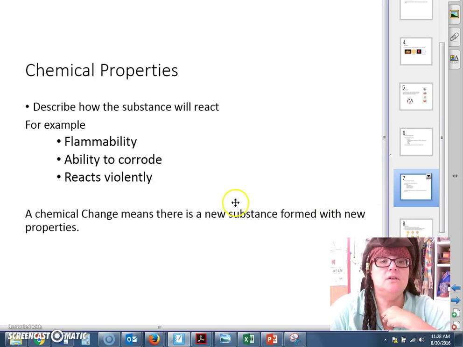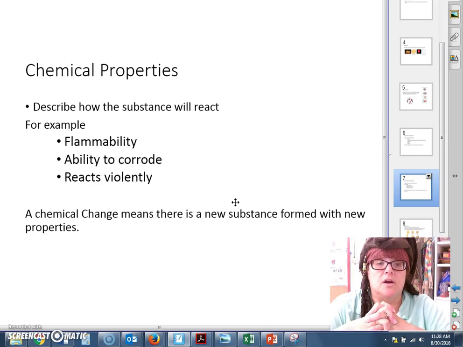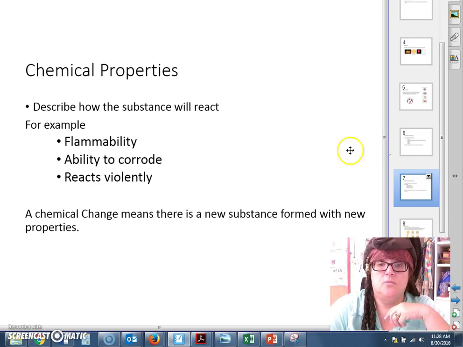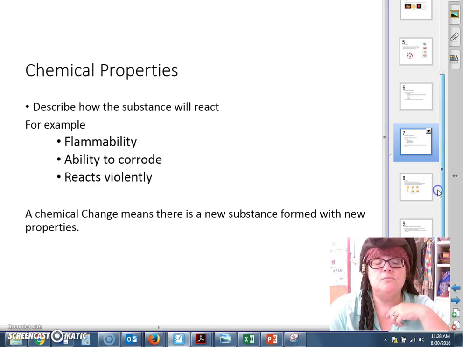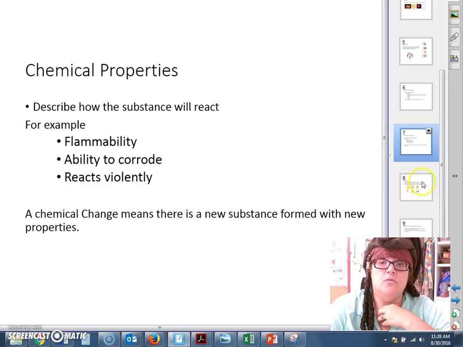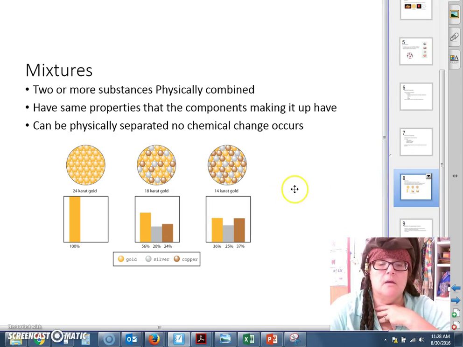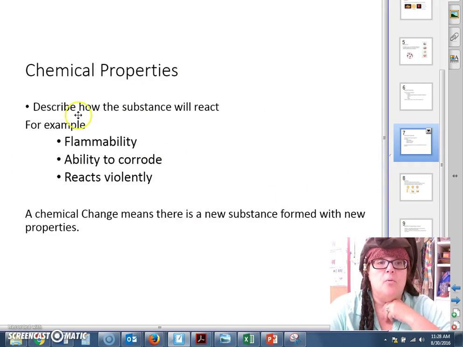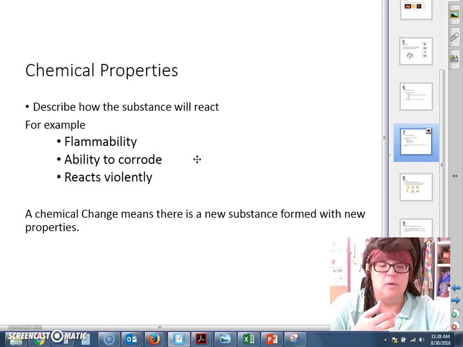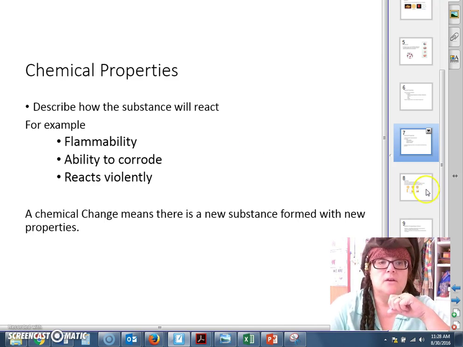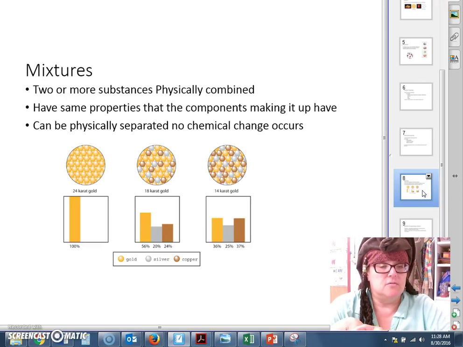Chemical properties include how the substance reacts, flammability, the ability to corrode, and whether it reacts violently or not. A chemical change means there is a new substance that is formed with new properties. And this would describe what happens when you form a compound. Okay? So, chemical properties describe a chemical reaction if you have a compound breaking into elements or elements forming into a compound. Mixtures do not deal with chemical changes.